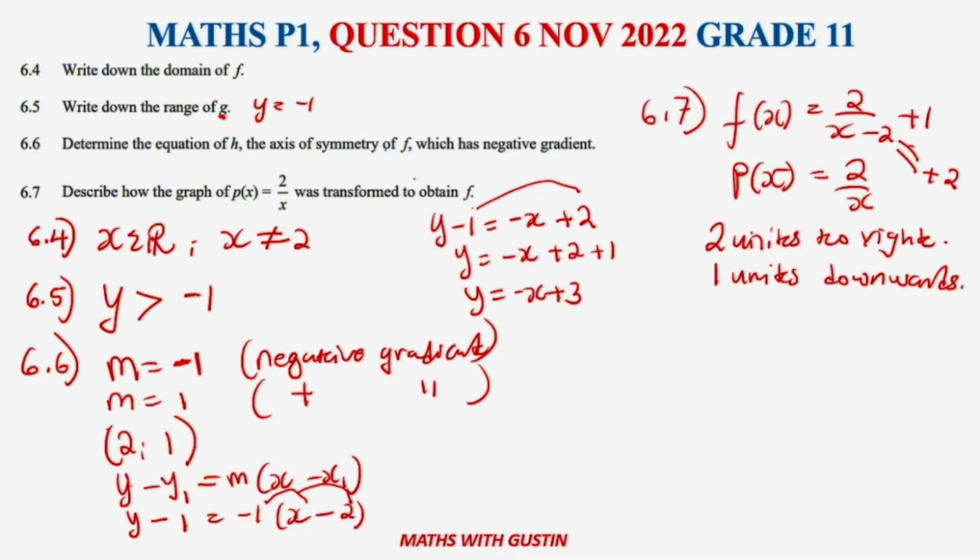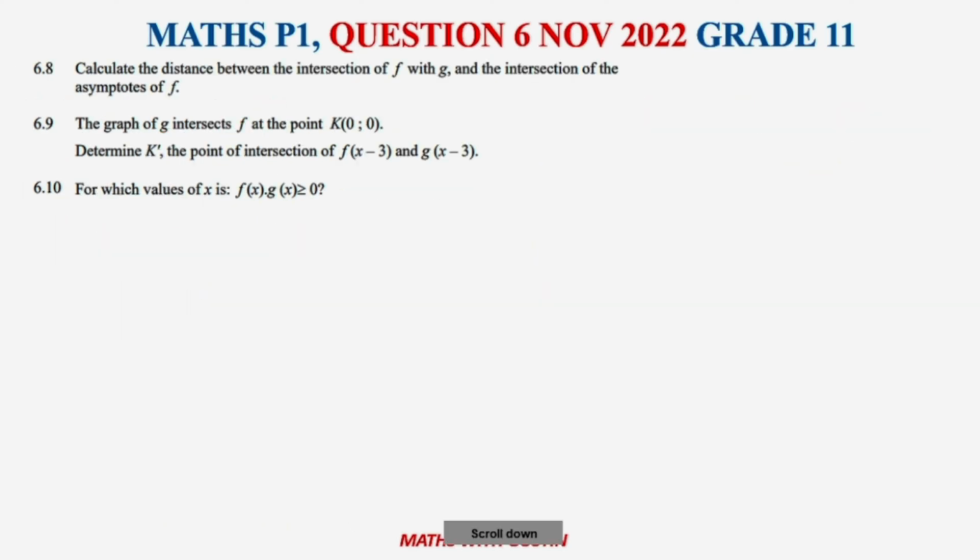All right, so let's move on to 6.8. Calculate the distance between the intersection of F with G and the intersection of the asymptotes of F. Okay. This question is a bit tricky. Where are the graphs intersecting?